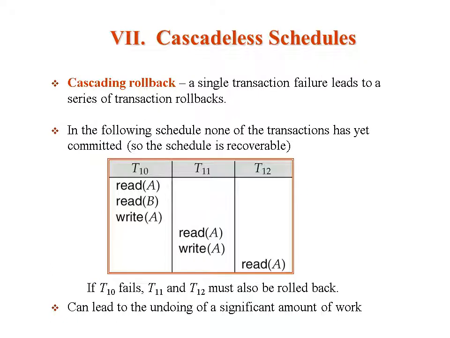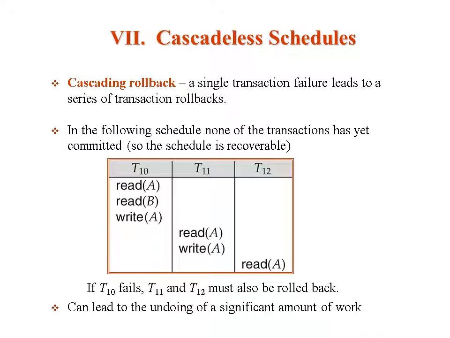Next is cascadeless schedules. Before discussing that, we need to know cascading rollback. A single transaction failure leads to a series of transaction rollbacks as different transactions are dependent on each other. Let's see in this example, as none of the transactions is committed, of course this schedule is recoverable.